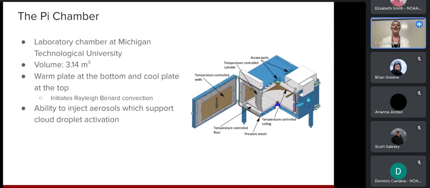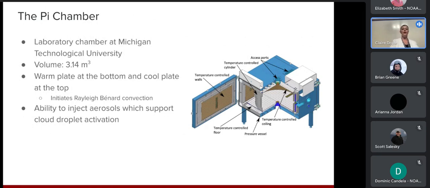If you're not familiar with that, I'll come back to that and give a little bit more information on that in just one minute. But another benefit of the chamber is that you can inject aerosols in to support cloud droplet activation. So the pi chamber is great because we can control our environment, we can collect data. However, that data that we're collecting is really only coming from the point where our sensors are. You're only collecting at those specific points.